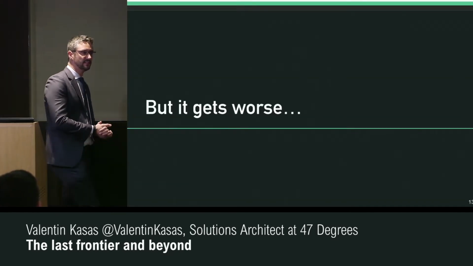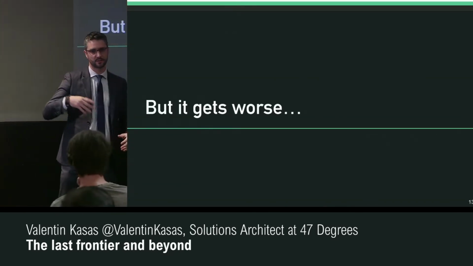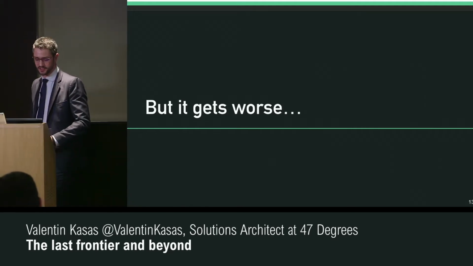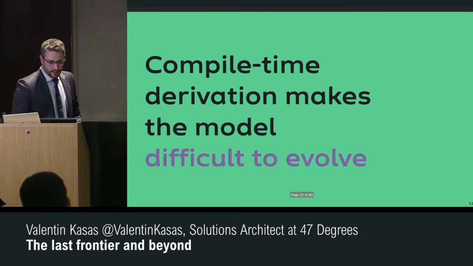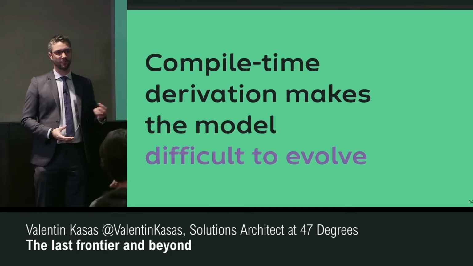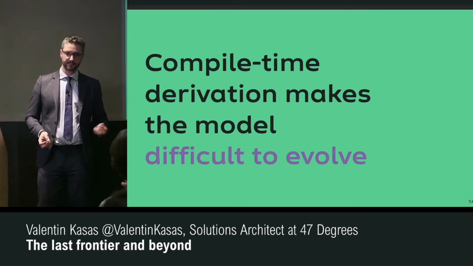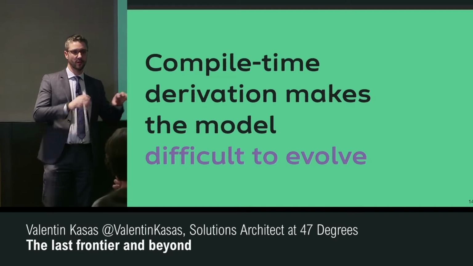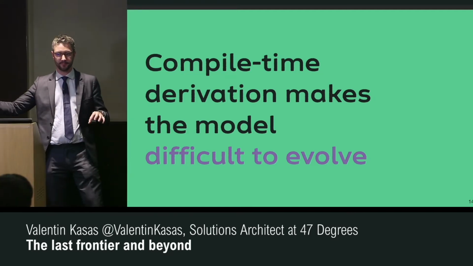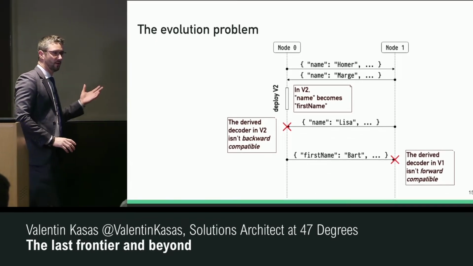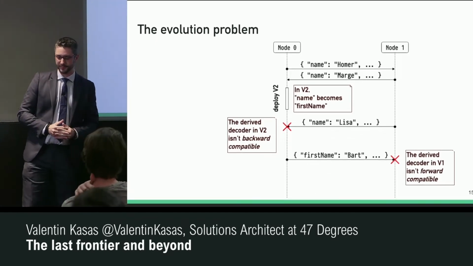But that is not the main problem with compile time derivation, especially for everything that relates to serialization. Because if you derive your JSON codecs at compile time, for example, you are binding your code with the data that goes on the wire. And it leads to what I call the evolution problem.